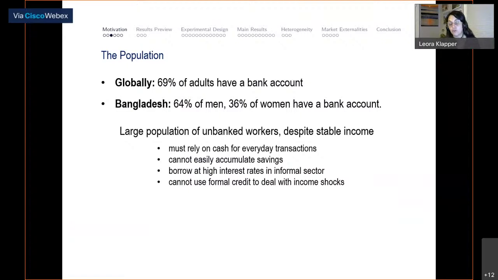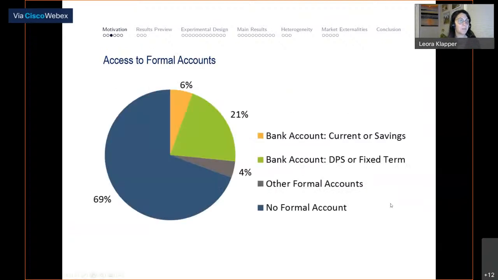It's very much harder to accumulate savings. Cash is easier to spend, for family members to take or borrow. Also, they're borrowing only from informal sources, often at very high interest rates. And again, they don't have that resilience of credit to deal with income shocks.